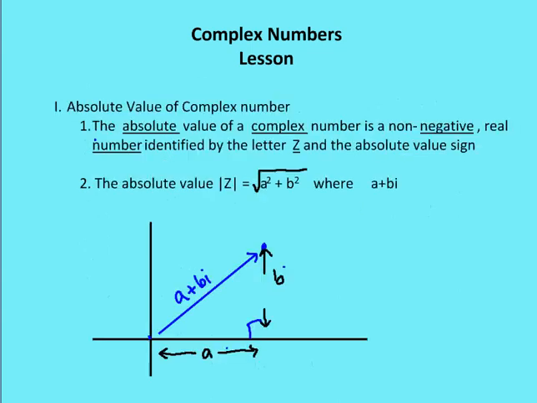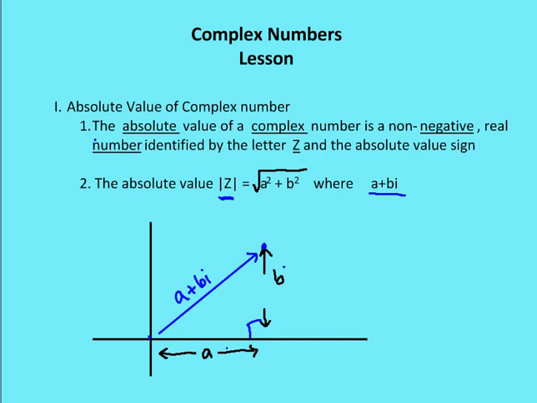Okay, let's talk about absolute values of a complex number. The absolute value of a complex number is a non-negative real number. If I say the complex number a plus bi is equal to z, then the absolute value of a plus bi is the absolute value of that z value.